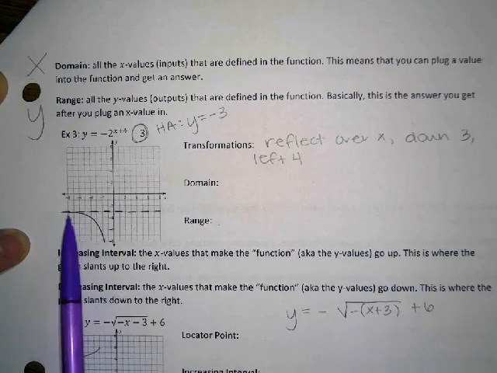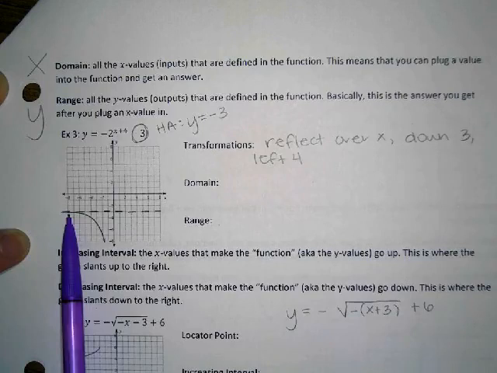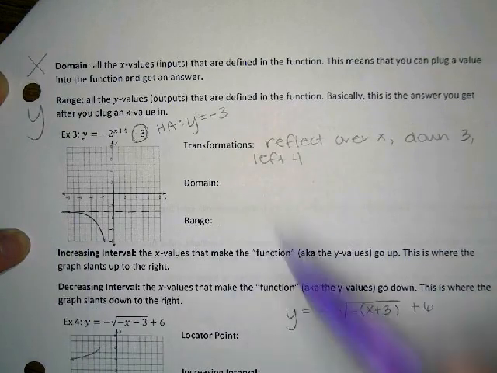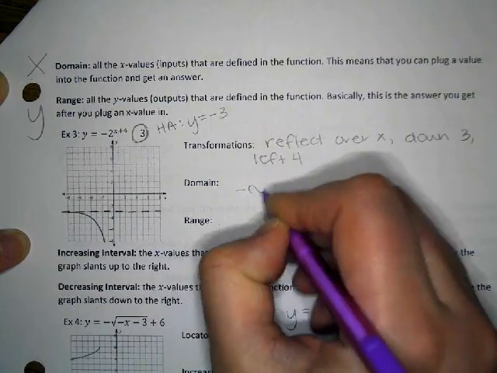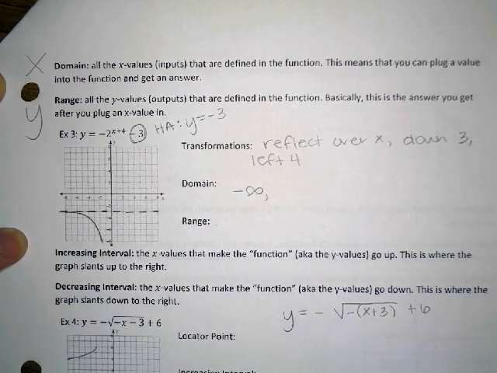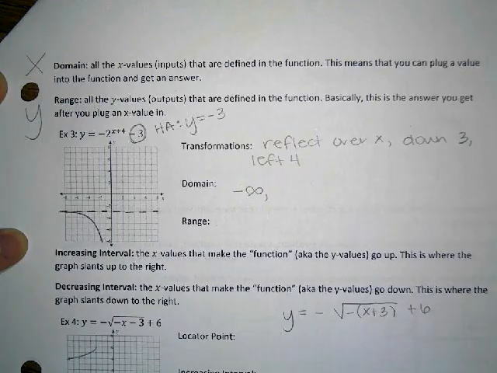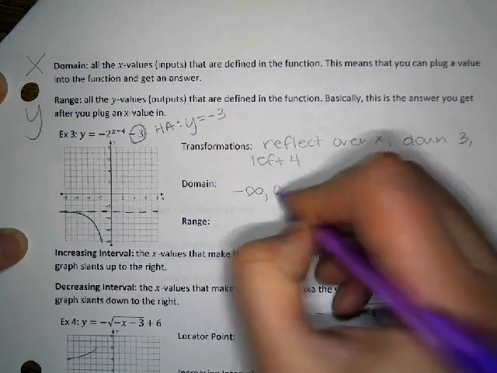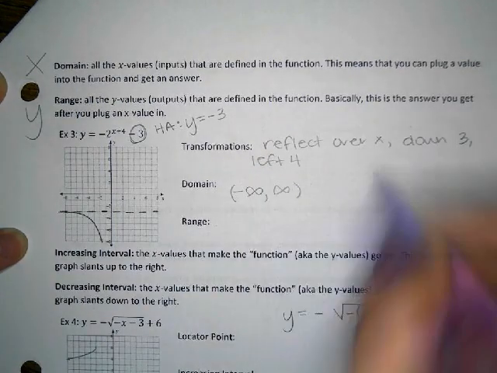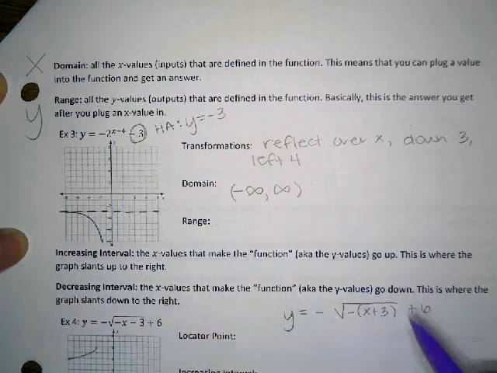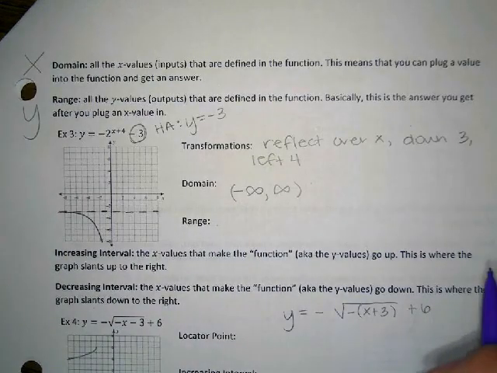So what number do we use for a left arrow? What number represents left forever? Negative infinity. And what number represents right forever? Infinity. So the domain is negative infinity to positive infinity, or all real numbers.